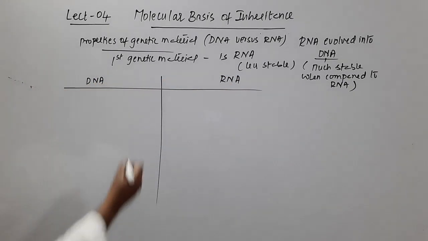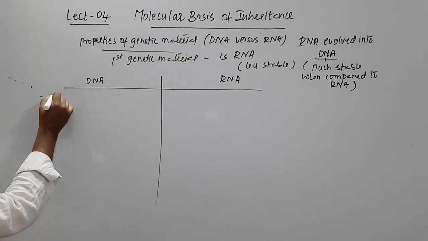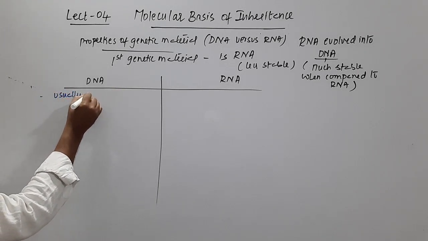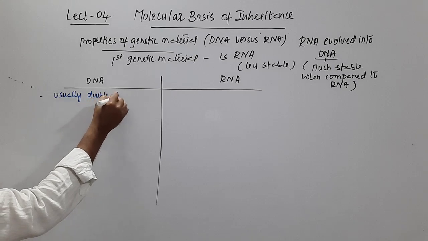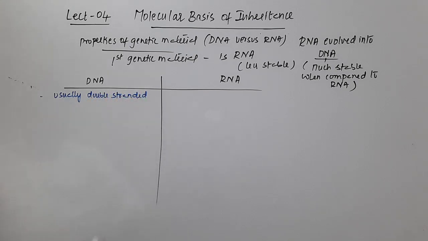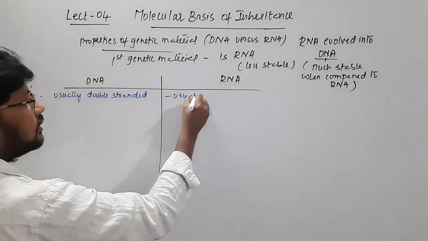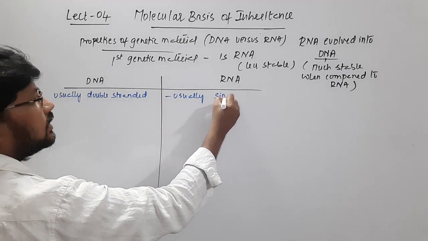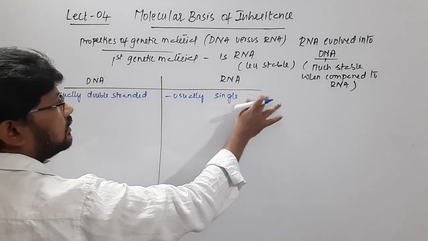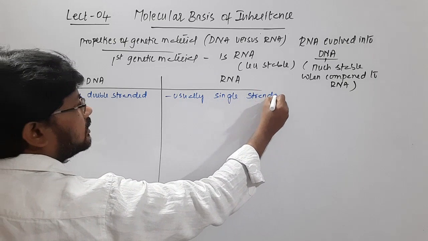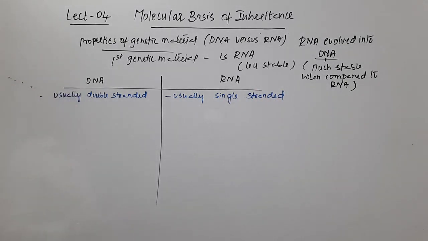So let's see, DNA is usually double stranded, but there are some instances where we can see the DNA in single stranded form. And coming to RNA, this is usually single stranded, but it can also become double stranded.